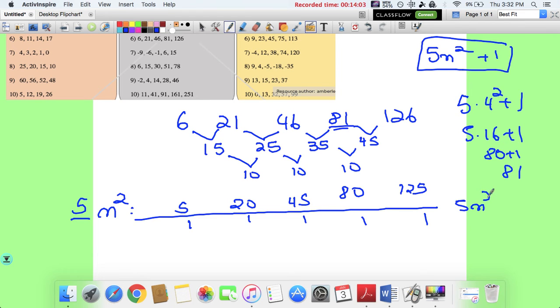Let's check twice. Let's pick 1. Our first term should come out to 6. So when I substitute n with 1, I get 5 times 1 squared plus 1. 5 times 1 squared is 5, plus 1 gets me 6. And there is my first term. So that's check.